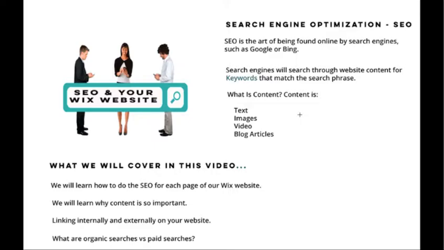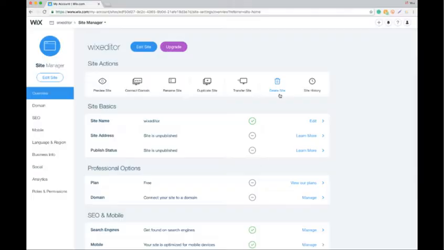Now that you've learned a few definitions, we'll really move on to the practicalities for our Wix website. So we're going to learn how to do the SEO for each page. We'll learn why content is so important, how to link internally and externally on your website and why that's important, and then what the differences are between organic searches versus paid searches.